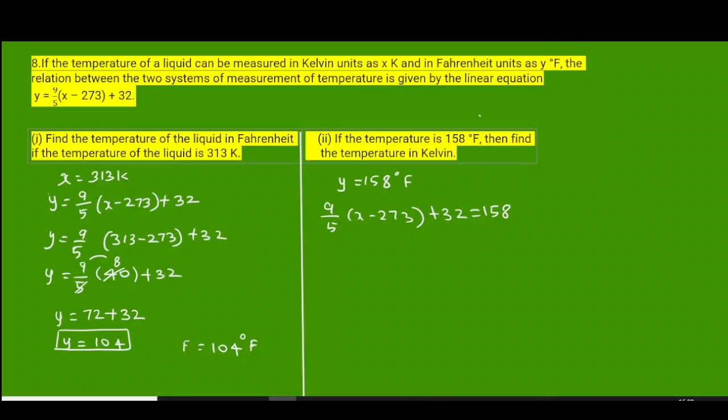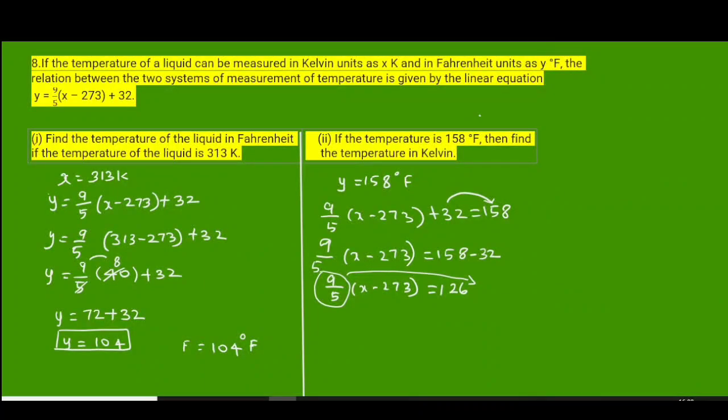Now, immediately transpose 32 to the other side, because 9/5 times (x - 273) is a separate term and plus 32 is a separate term, so transpose that rather than taking the LCM. This is the easiest way. So 9/5 (x - 273) is equal to 126. Now look here, this fraction 9/5 is in the multiplication. Transpose this to the other side.